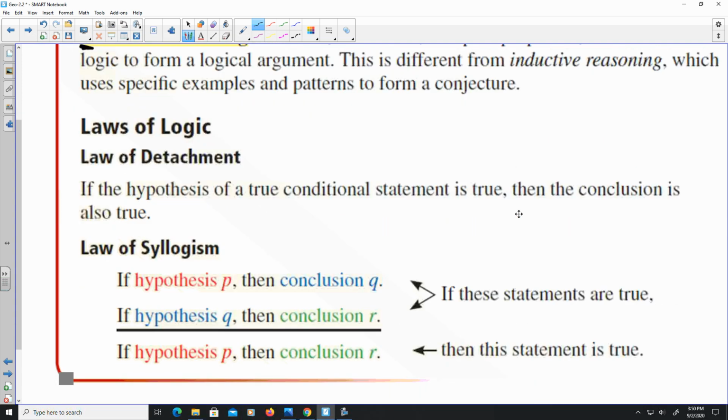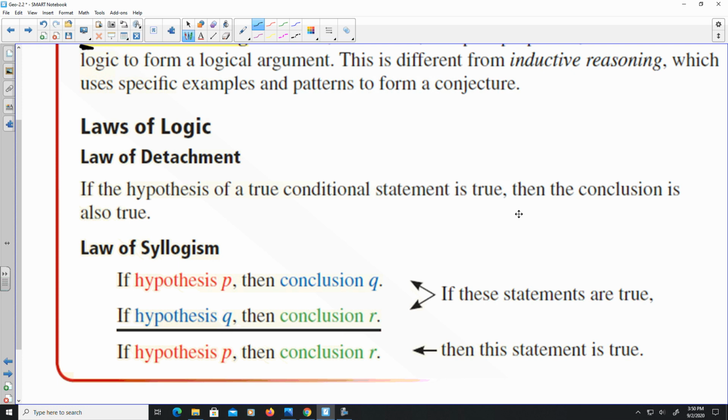So there's two different types of laws of logic. You can use the law of detachment, which is if the hypothesis of a true conditional statement is true, then the conclusion is also true. You can use the law of syllogism, which is you're essentially going to have two conditional statements.